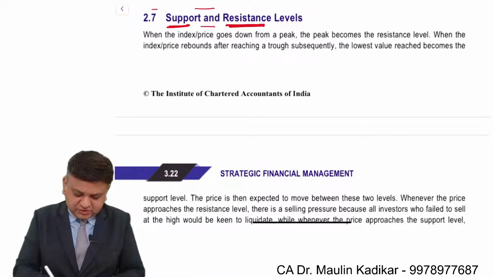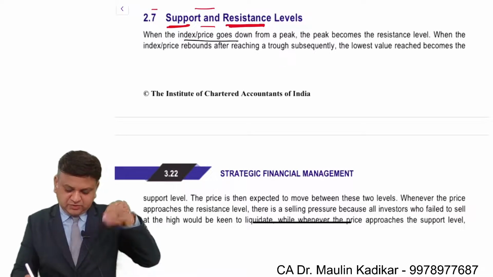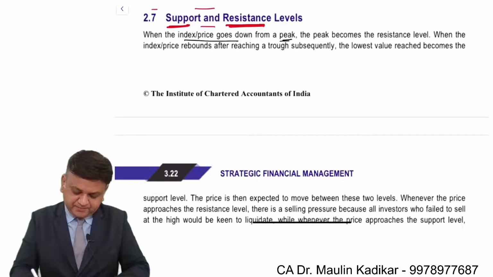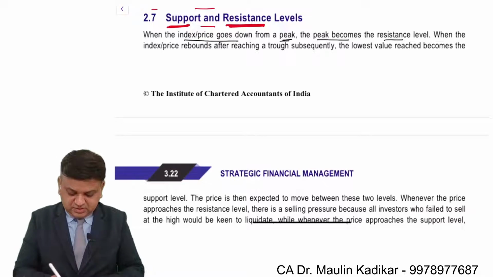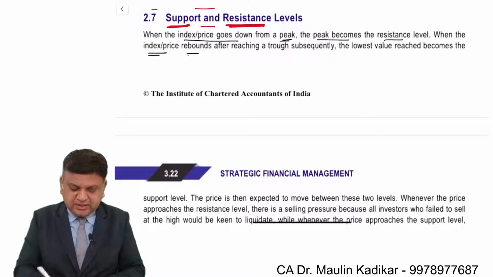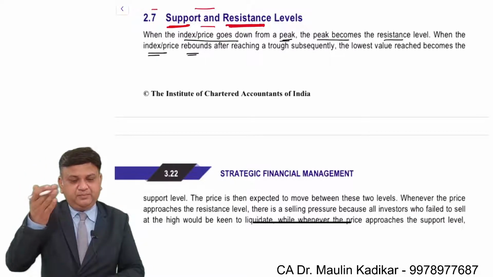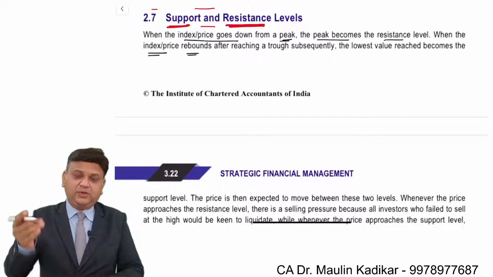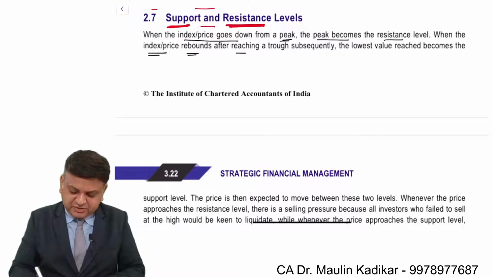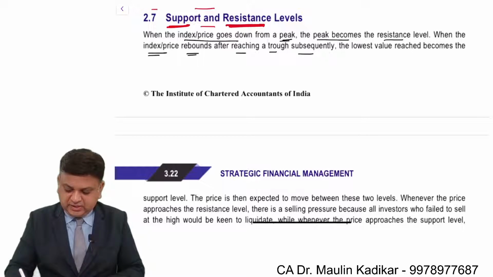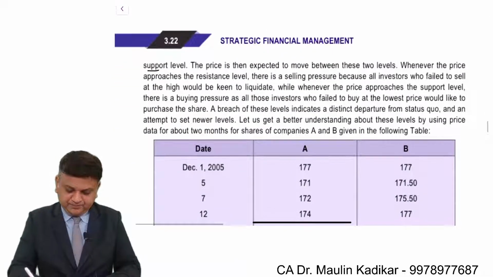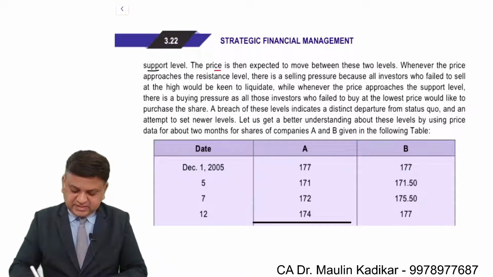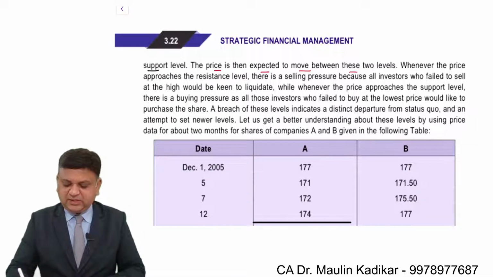When the price index goes down, falling from a peak, the peak becomes the resistance. The maximum level becomes the resistance. When the price index rebounds and goes up from a certain point, after reaching a trough, the lowest value reached becomes the support level. The price is then expected to move between these two levels.